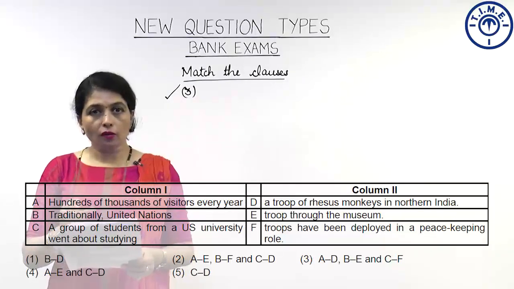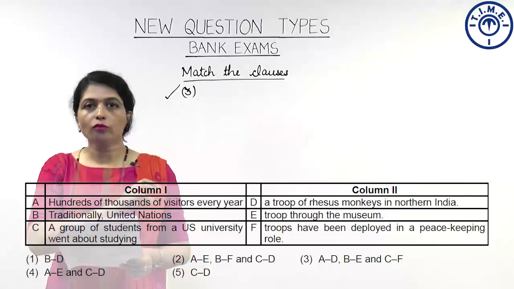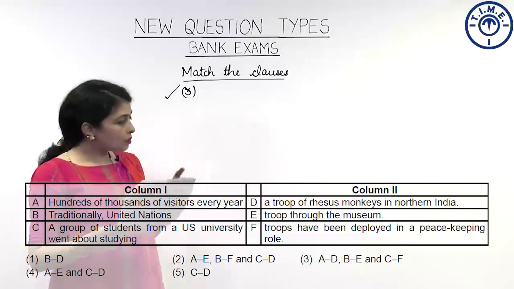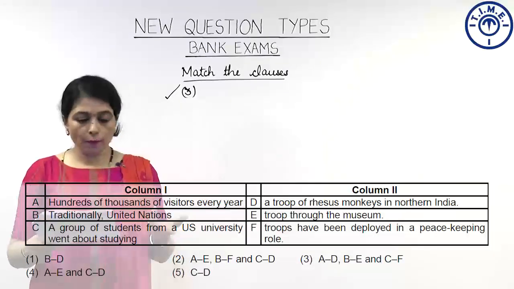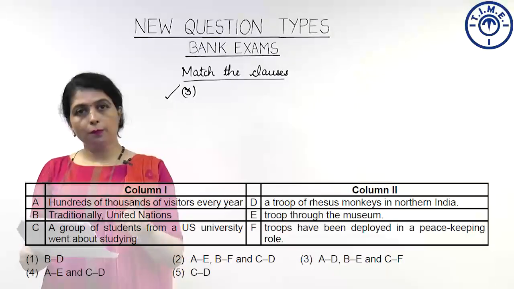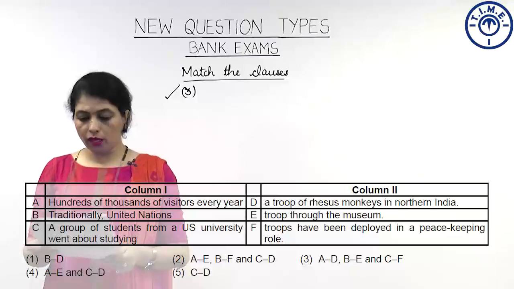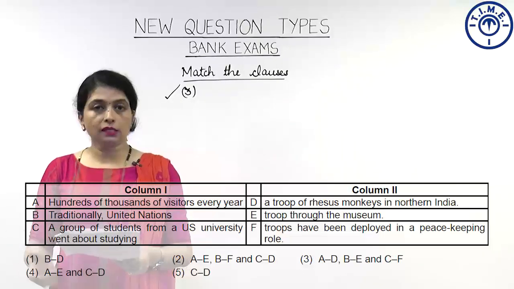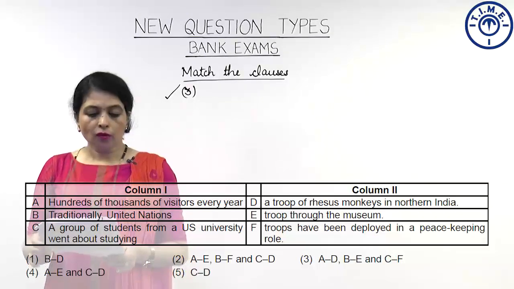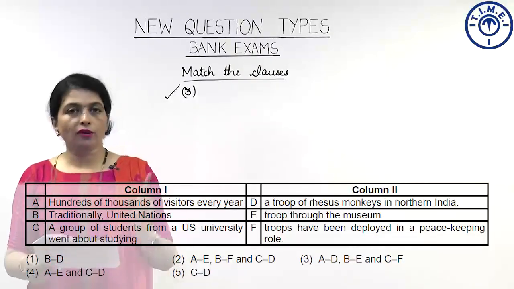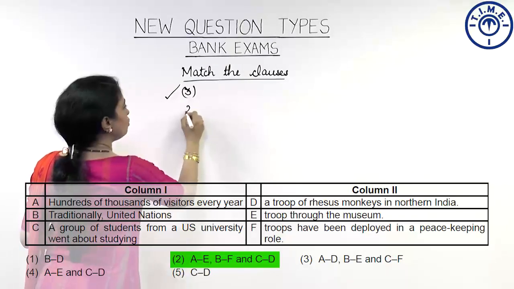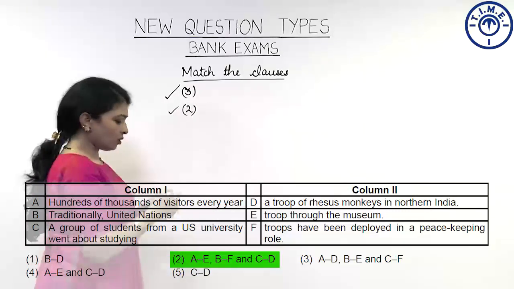Now, which is that choice which can account for all these three combinations? One cannot because it says B and D and the other two are missing. 3 cannot because though it has all the 3, the pairing is not correctly matched. We have A with D, B and C and F which we have already ruled out. So, we cannot work with 3. 4 has just 2 of the choices and 5 has only 1. So, this leaves us with choice 2 where we anyway have worked out the order.